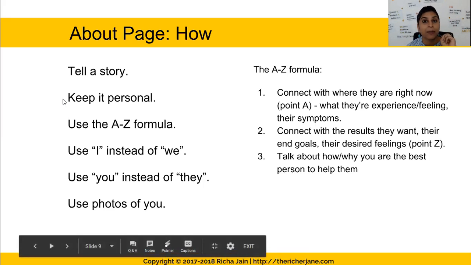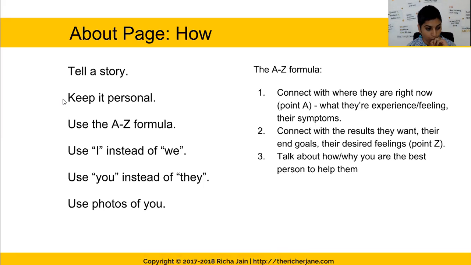Two. Keep it personal. Don't write in third person formal language the way newspapers write. It's not indirect, it's direct, because you are working with people one-on-one. You want to form that connection with them. It's okay to share parts of your life story. You don't have to write only the business parts of it, because people want to get to know you as a person. People want to know the person behind the business. That's why they're reading your about page.